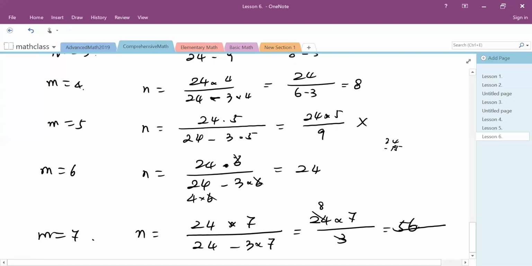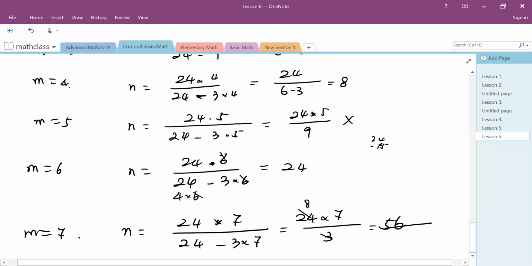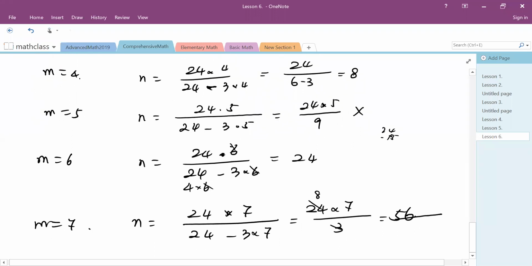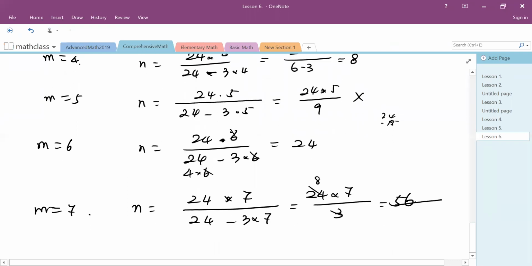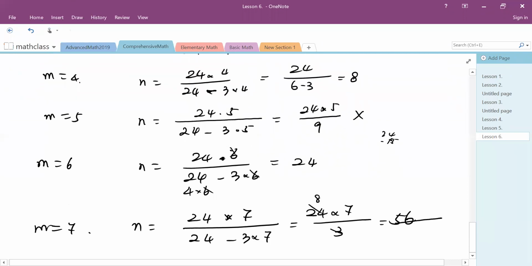So you have 3 solutions, 3 pairs of polygons satisfying the required equation: 4 and 8, 6 and 24, and 7 and 56. Okay, so they're all possible, right? So the answer is that the largest possible value for n is 56, since 56 is indeed the largest possible value.